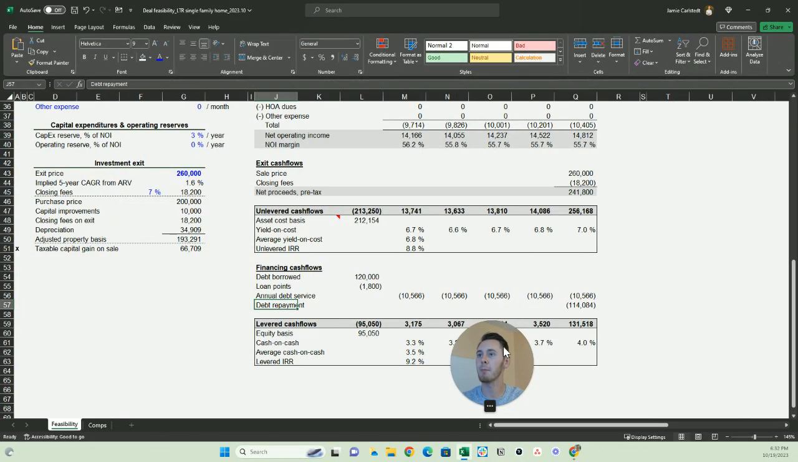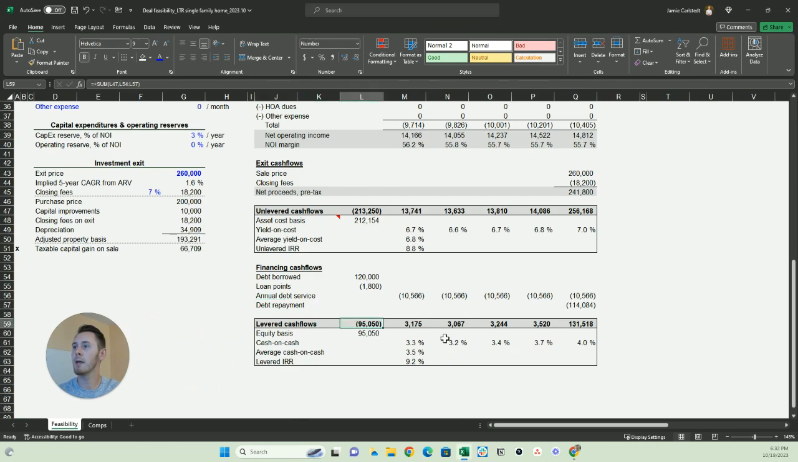Cool. So now we have a debt repayment. And then levered cash flows. We can take our unlevered cash flows and then sum with the financing cash flows here for each period. And you can see, okay, so now our levered cash flows are a lot less up front because we're borrowing 120 grand up front. And then our levered cash flows each year are going to be lower because we have the debt service payments. And then ultimately this exit cash flow is going to be a lot lower because we have to repay the debt at the end.